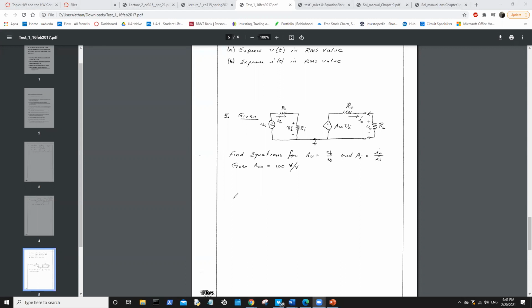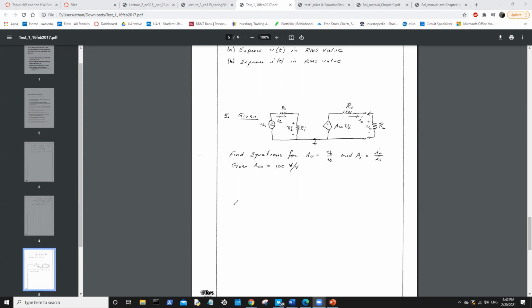I have a couple. So we have AV. It says AV is equal to VO over VS. It's just find equations though, so obviously we don't have any values. It's going to be equations of composite resistance values and voltages. So we need to find V out. V out is going to be over here, across RL.